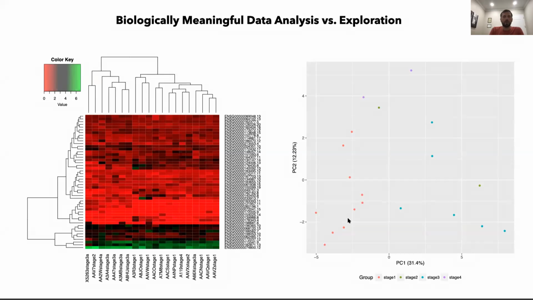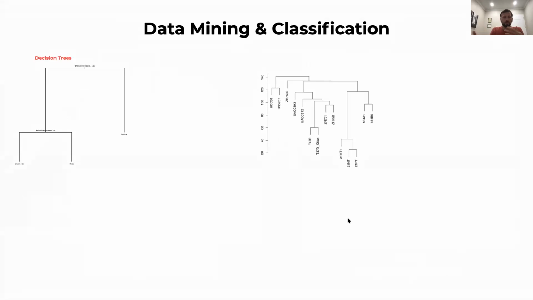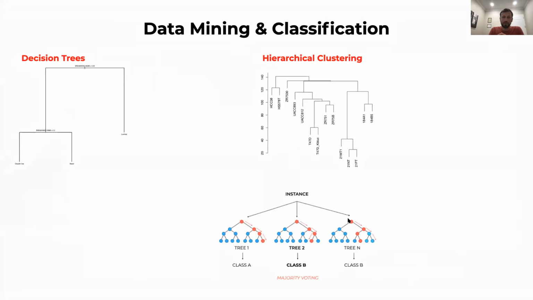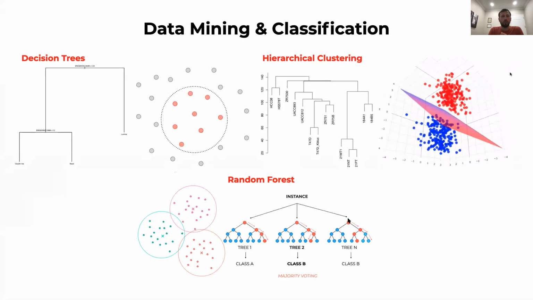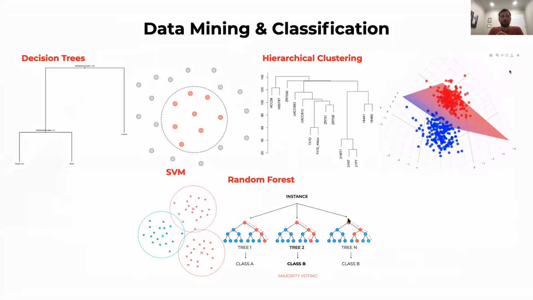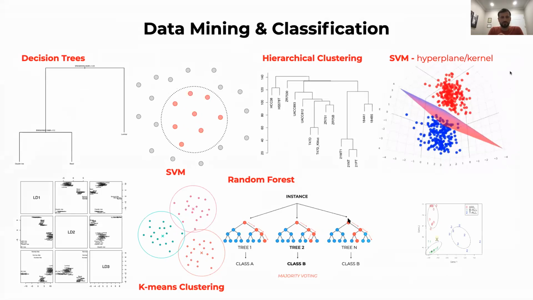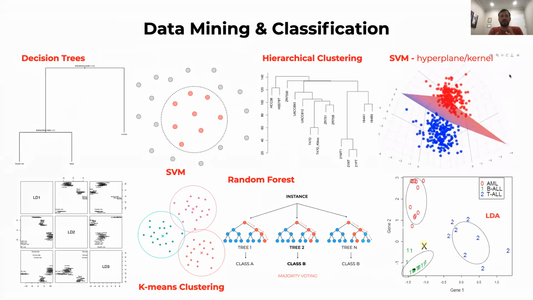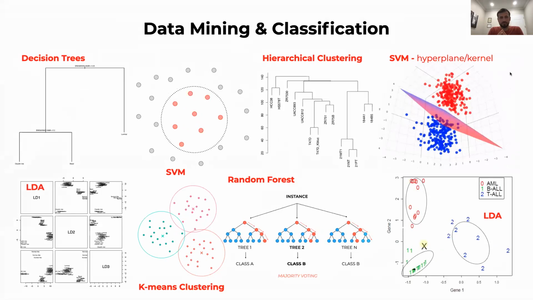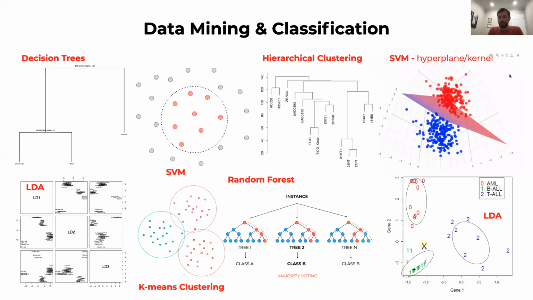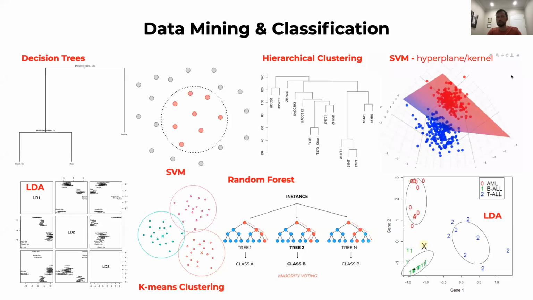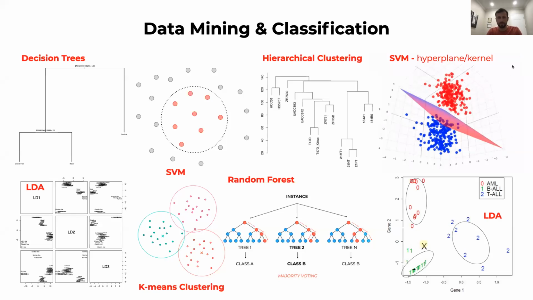Finally, we'll talk about data mining and classification. And so here we have a lot of different examples of these methods. And I want to ask you a question. Who can point out one example here of classification? So just one example of a classification method. Again, you can type your answers into the chat box. So is there a classification method? Okay.